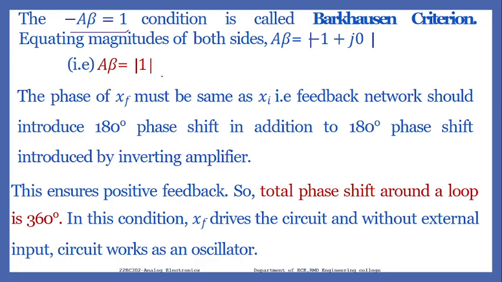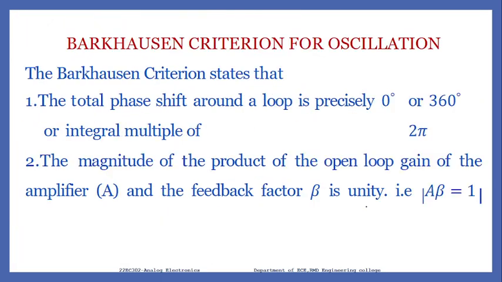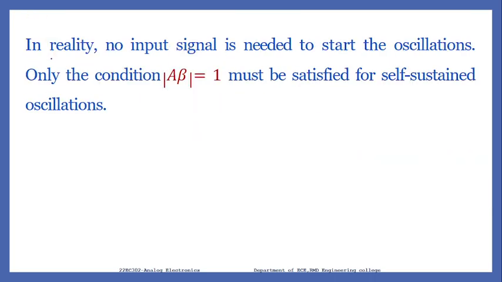So what is the meaning? The phase of Xf must be equal to that of Xi. That is, the feedback network introduces a phase shift of 180-degree in addition to the 180-degree of the inverting amplifier. Therefore, the total phase shift around the closed loop will be 0-degree or 360-degree. The next property is that the magnitude of the product of open loop gain and the feedback factor will always be equal to unity. So this Barkhausen criteria is most essential for any amplifier to operate as an oscillator, right?